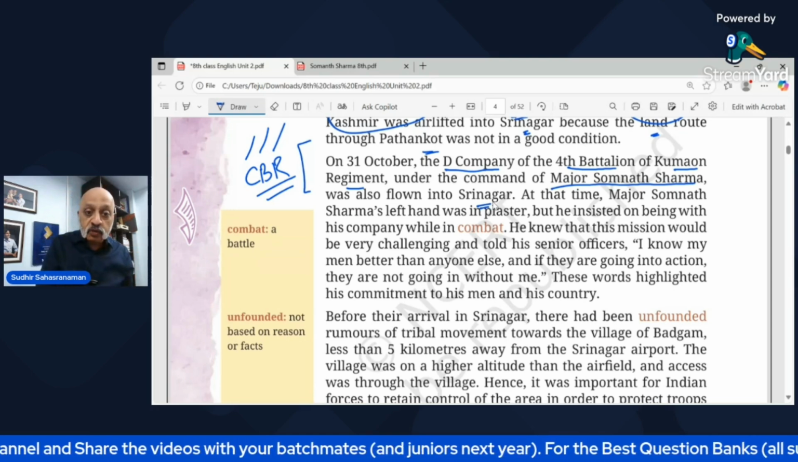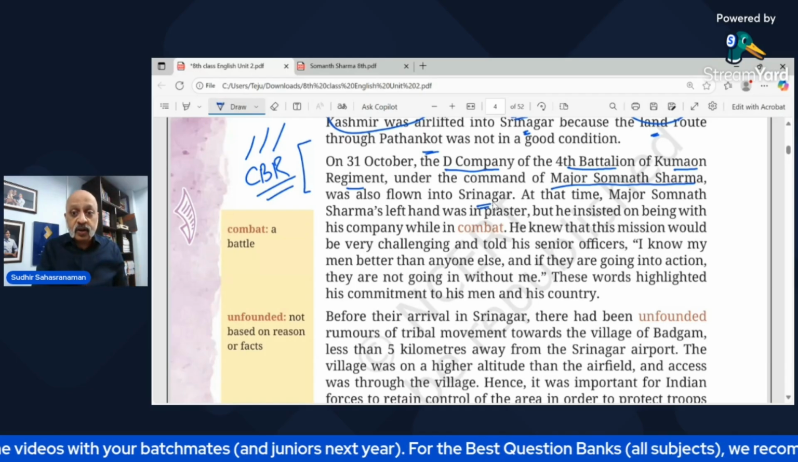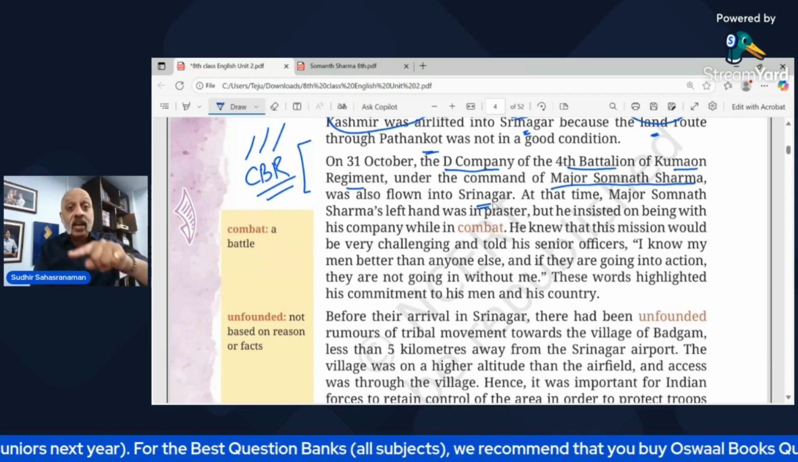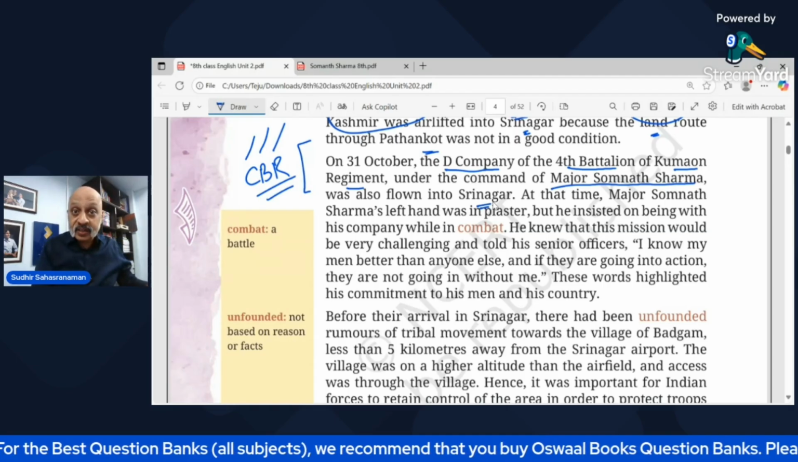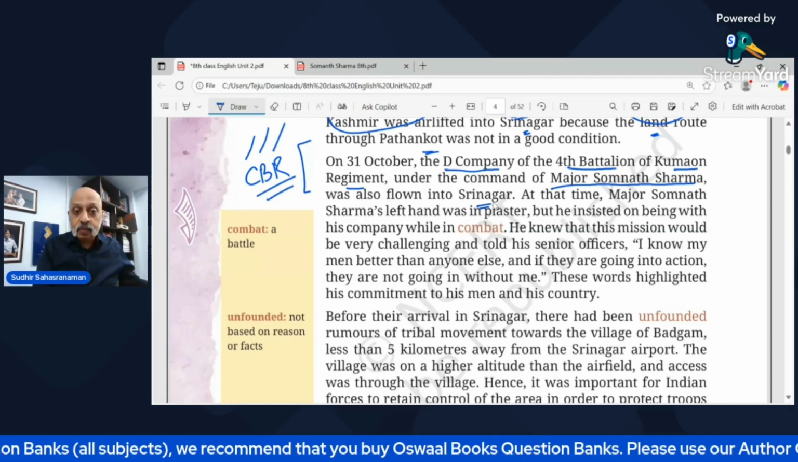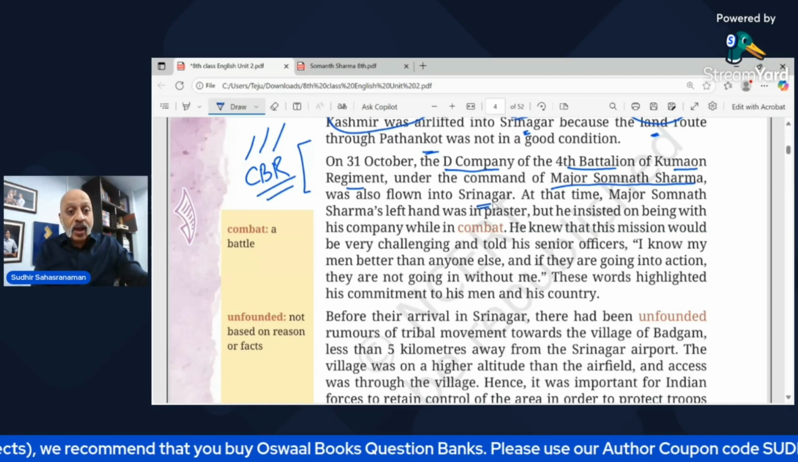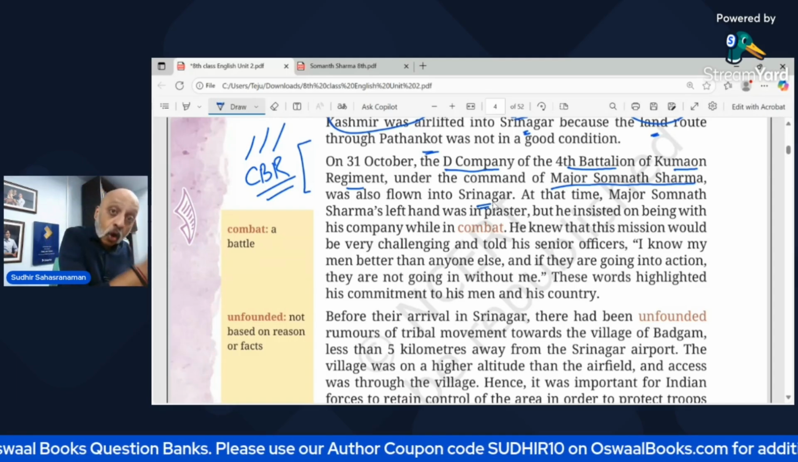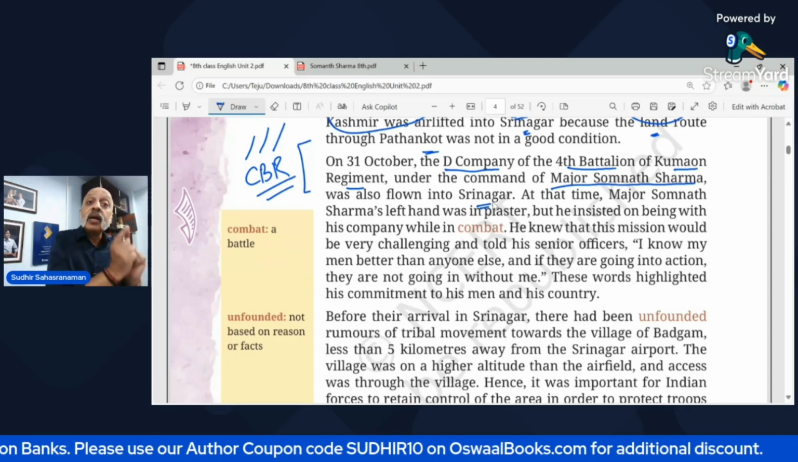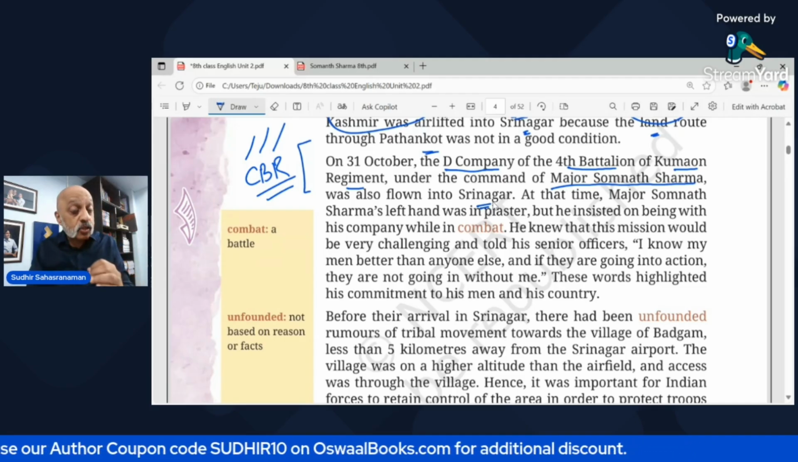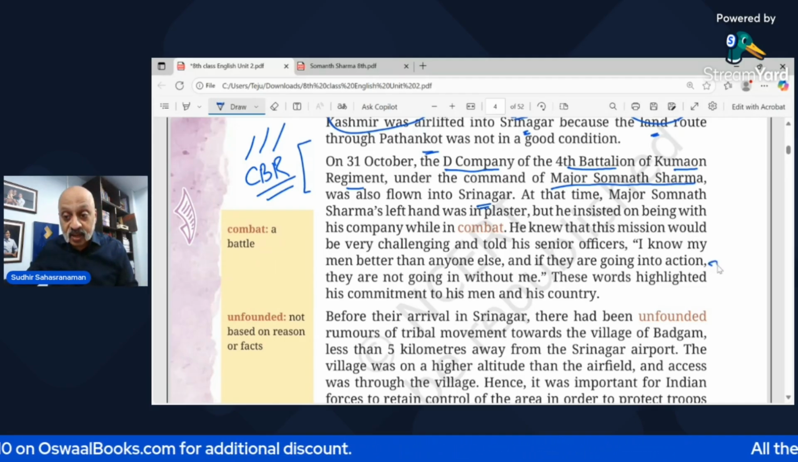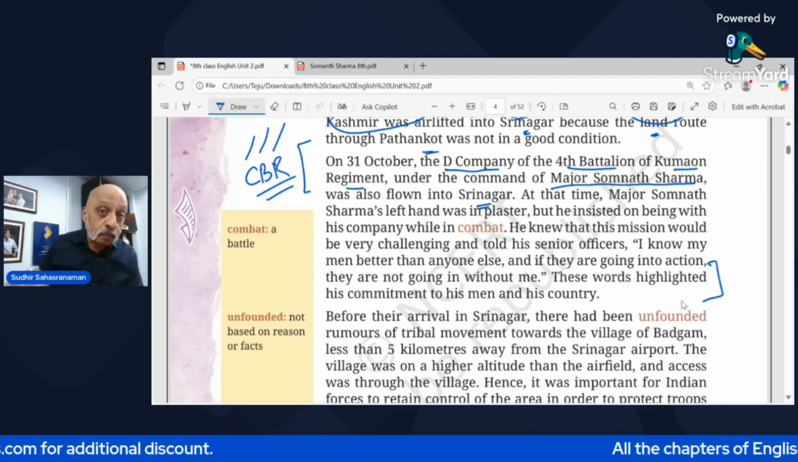He knew that his mission would be very challenging, very difficult. And he told his senior officers, I know my men better than anyone else because I am the one who is leading them, right? So I know what they are capable of. And if they are going into action, they are not going in without me. So I will be there on the ground, on the field in order to lead them. And these words highlighted his commitment to his men and his country. So this is again an extremely important paragraph.